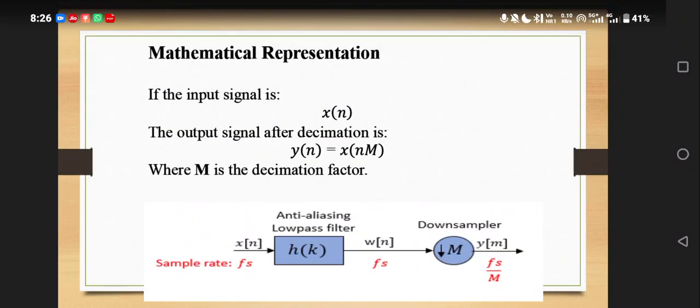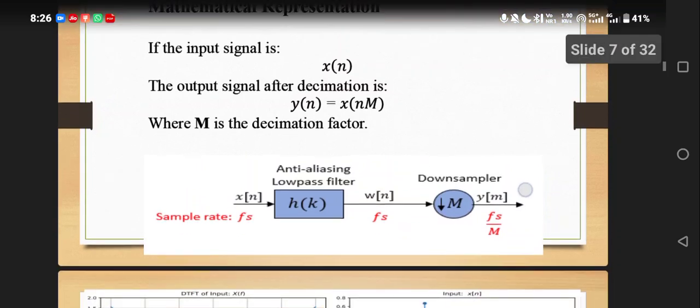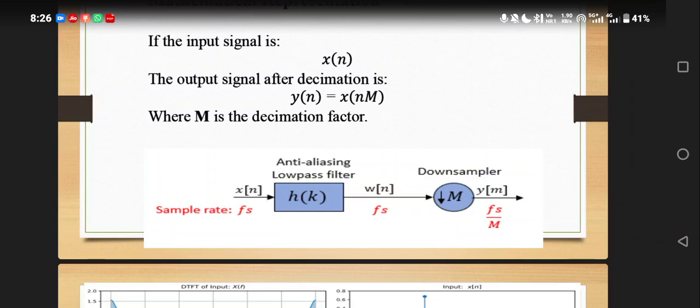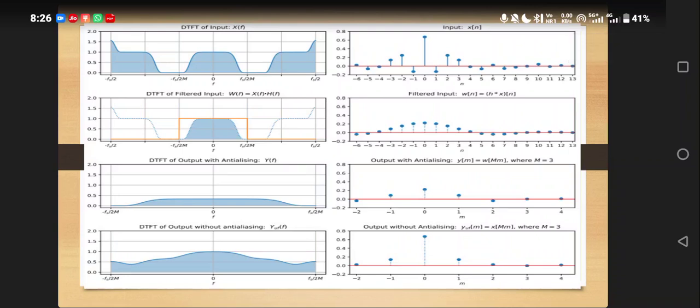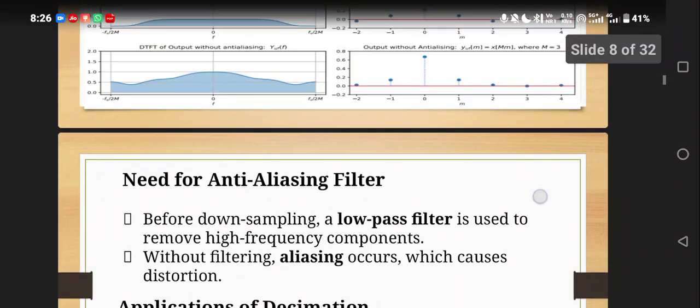Mathematical representation. If the input signal is x of n, the output signal after decimation is y of n equal to x of nM. M is the decimation factor. While using decimation, we use an anti-aliasing low-pass filter before the downsampling. The different waveforms formed for decimation are represented.